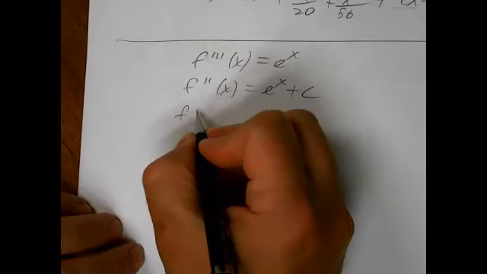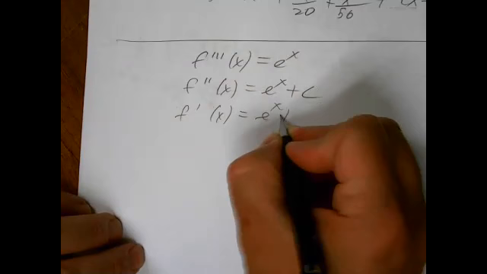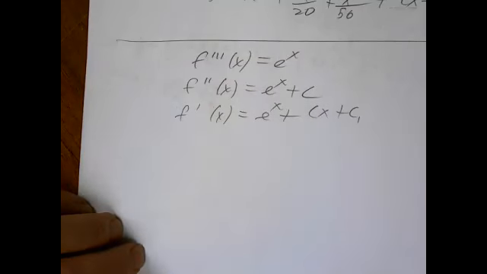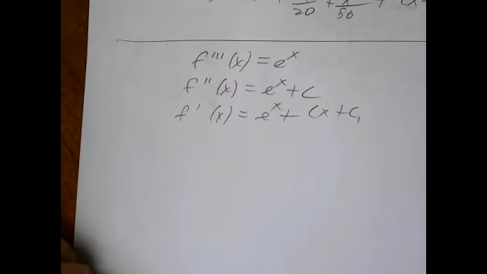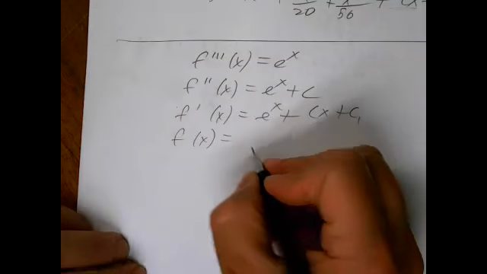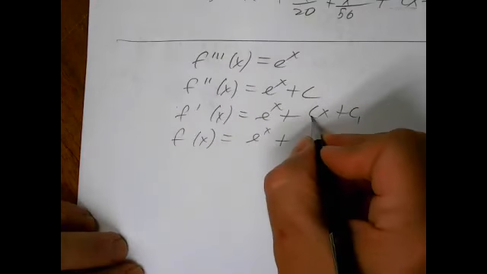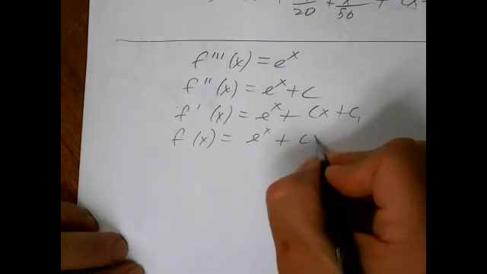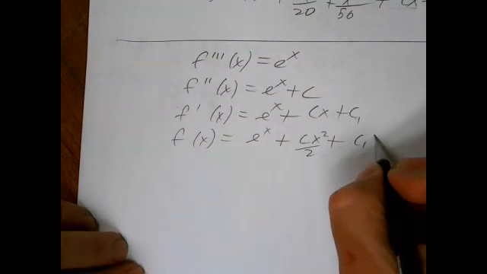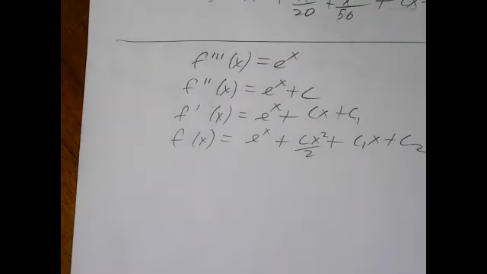Stepping back once more, the antiderivative of e to the x is e to the x, and the antiderivative of a constant is a constant times x, plus a different constant for this step of the antiderivative. And stepping back one more time, the antiderivative of e to the x is e to the x. The antiderivative of a constant times x is a constant times x squared over 2. The antiderivative of a constant is a constant times x. And then there's the brand new constant.